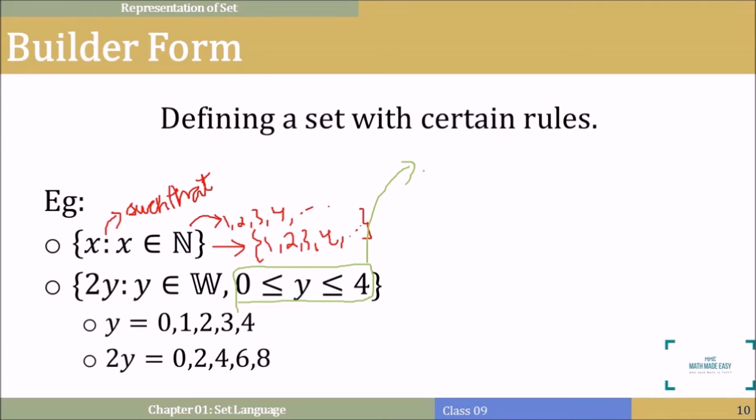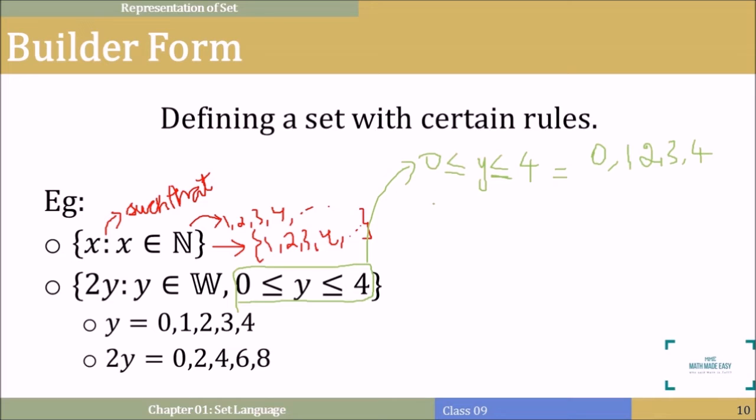It suggests 0 is less than or equal to y is less than or equal to 4. We know that whole numbers start from 0, and we are given a less than or equal to sign, so 0 can be included in this interval. So it's 0, 1, 2, 3, and we are nearing the end point 4, and we are asked to include the end point 4 here. So y takes the values 0, 1, 2, 3, 4.